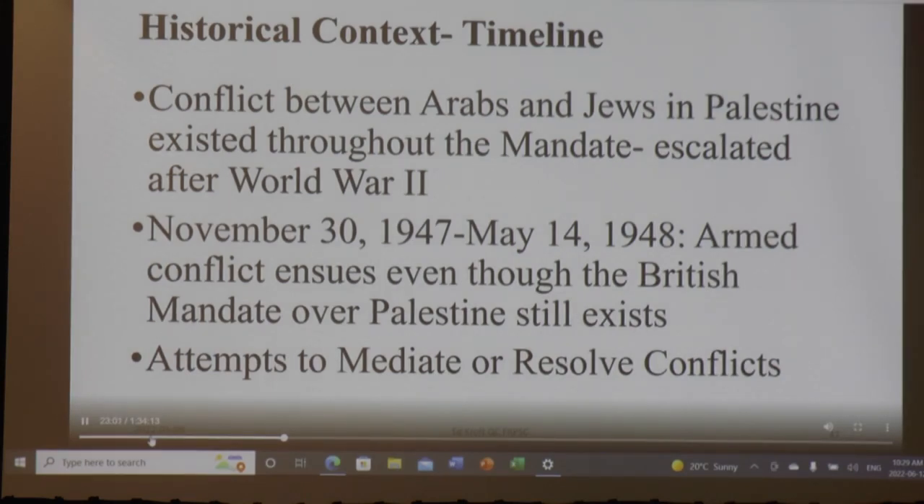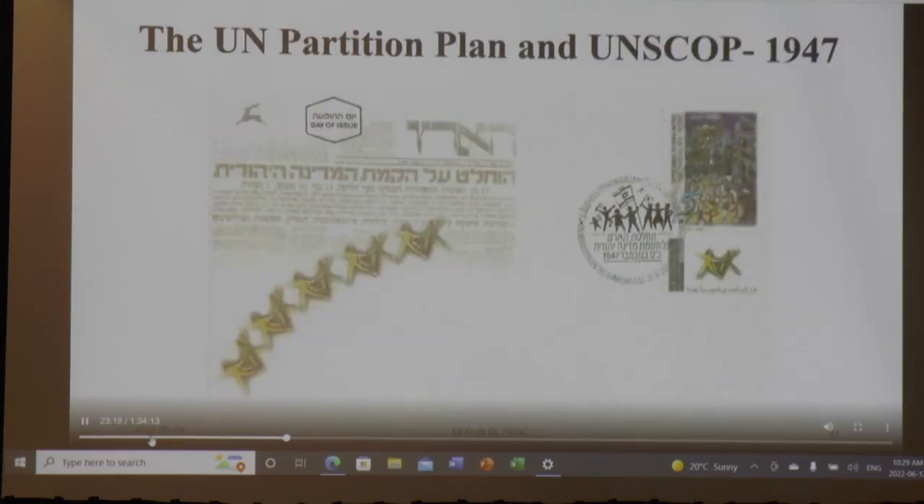Historically, conflict existed between Arabs and Jews even before World War I. It escalated throughout the war and after World War II to the point where armed conflict arose, and it was the object of various organizations and various countries to try to mediate or resolve that conflict. So in 1947, we have the UN, the United Nations, which had obviously taken over from the League of Nations after 1945 and its establishment. It tried to create a committee in order to resolve the conflict within Palestine.